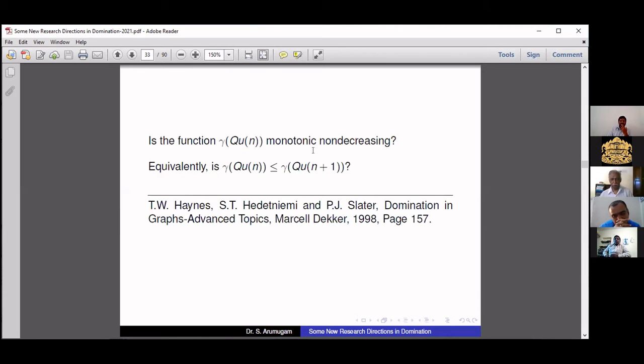This is our problem. An N cross N chessboard is a graph with N square vertices. An N plus 1 cross N plus 1 chessboard is a graph with N plus 1 whole square vertices. So you added 2N plus 1 new vertices when you travel from N cross N to N plus 1 cross N plus 1. Take those 2N plus 1 new vertices, call it S.